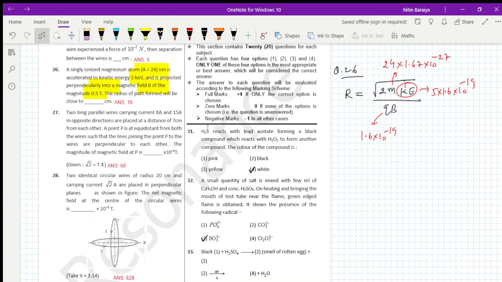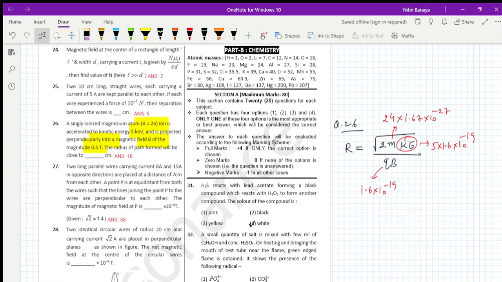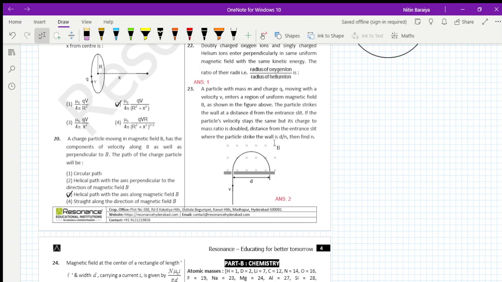Okay, anyways, next question. Sir, 23. A particle with a mass m and charge q moving with a velocity v enters a region of uniform magnetic field as shown in the figure. The particle strikes the wall at a distance d from the entrance slit. If the particle's velocity stays the same, it's the speed that stays the same, but its charge to mass ratio is doubled. That means the velocity with which it enters remains the same, but you double the charge to mass ratio. Find the distance from the entrance slit.